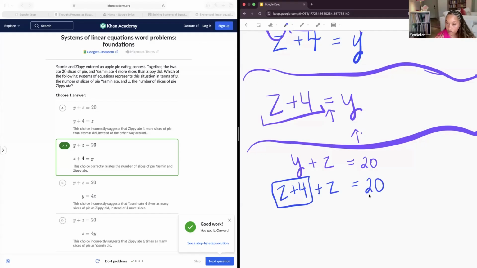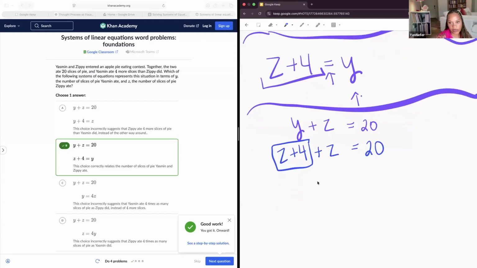Okay. So now if I look at this equation, let's just take a look at it. I have one variable and I can actually do some things. I can combine like terms. I have z plus 4 plus z. So that means I have 2z plus 4 equals 20.